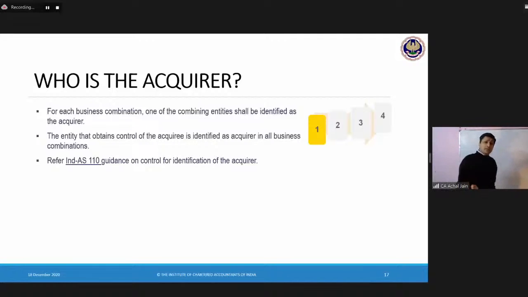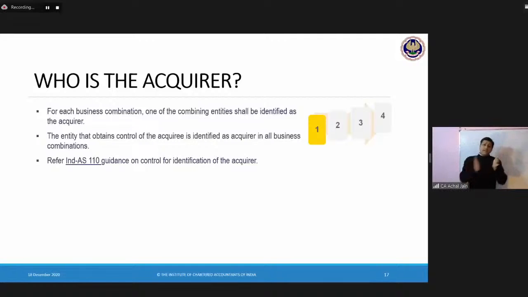And what does control mean? As we have discussed, the meaning of control is explained under Ind AS 110 and requires three criteria to be established. One, power over the investee. Second, exposure to variable returns of the investee. Third, the ability to use the power over the investee to influence the variable returns.